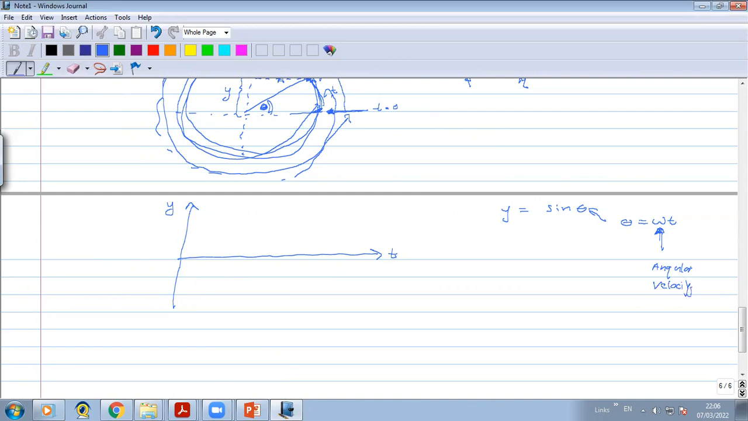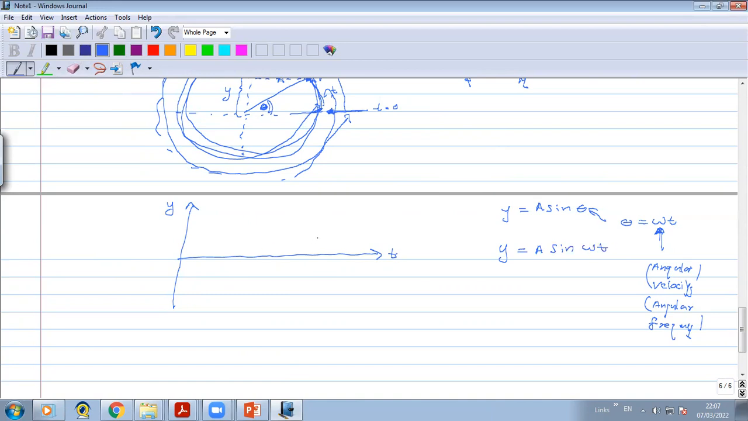Sometimes we call it angular frequency. So I will use both words, angular velocity or angular frequency. Okay, so this is theta is equal to omega t. So now I can say this is a sine omega t.